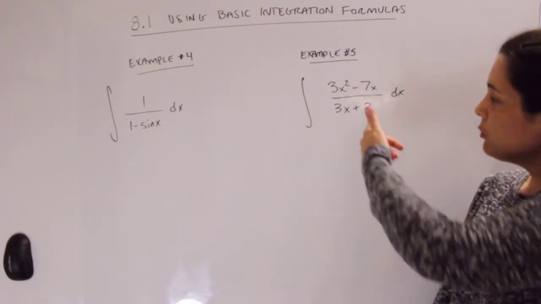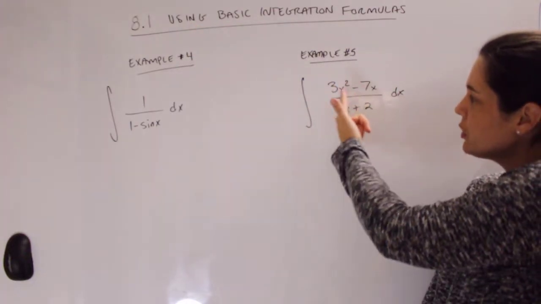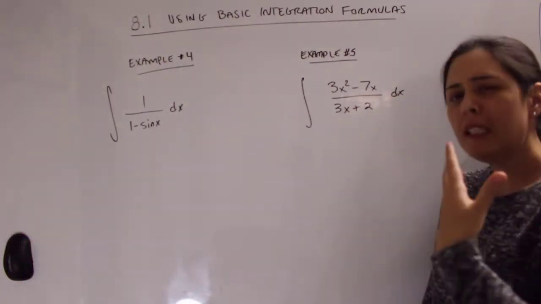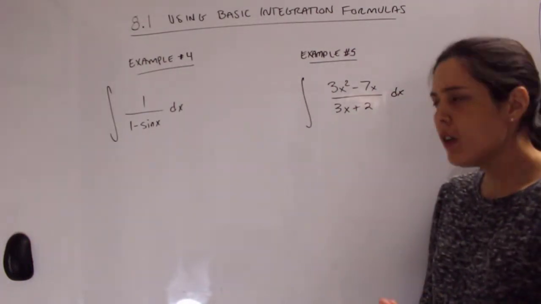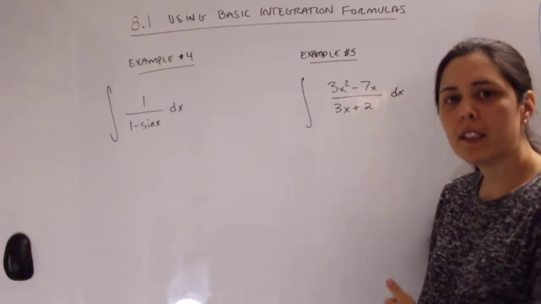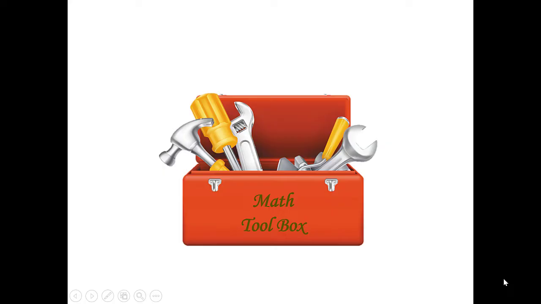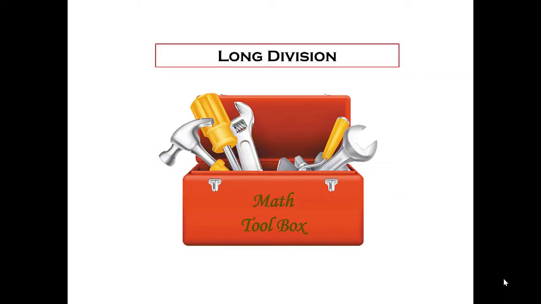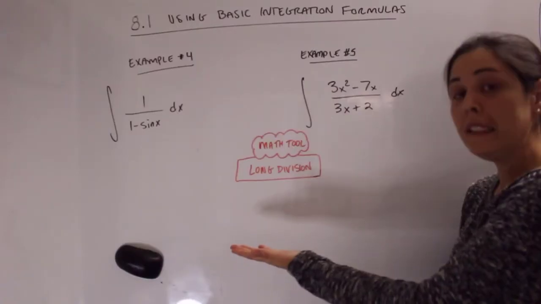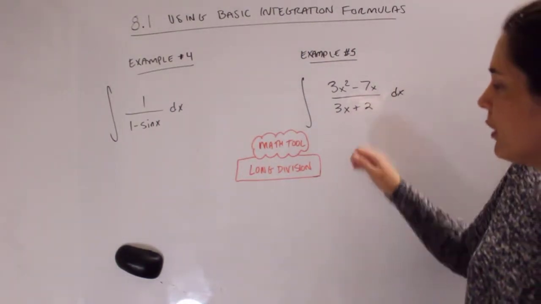So for this one, I could separate the numerator into 2 terms over the denominator. I'm just thinking, what kind of technique can I try? What kind of math tool could I use here to make this integration easier? So we're going to figure out which math tool we need for this one. Our math tool is long division. So let me show you how to do the long division part of this with polynomials.